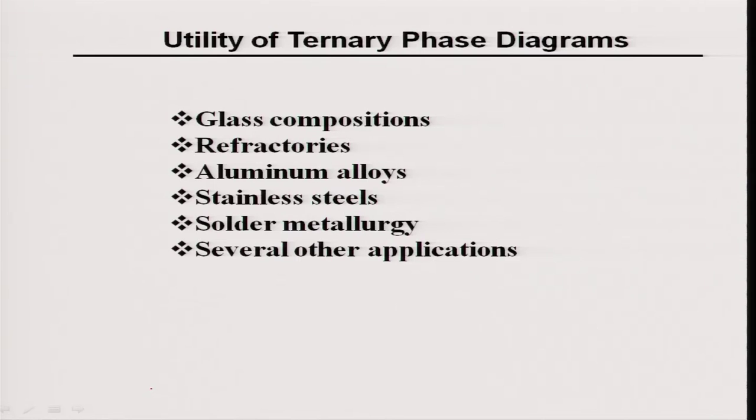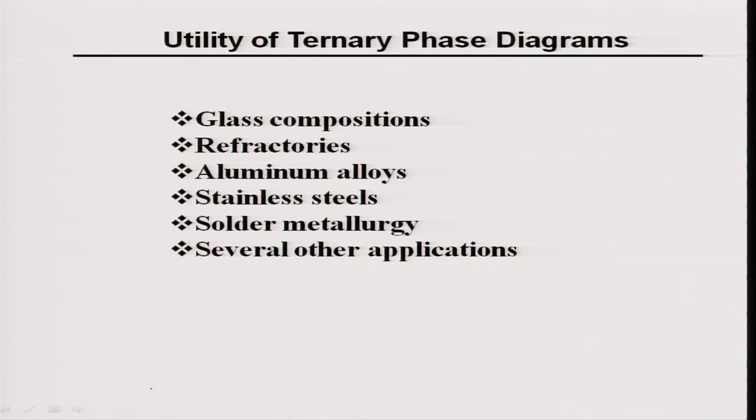And it is very important. We need to have glasses, transparent things to see across the windows of cars, across the windows of many other things. So, glass compositions are basically ternary. And therefore, we need to understand how this phase forms in ternary phase diagrams.